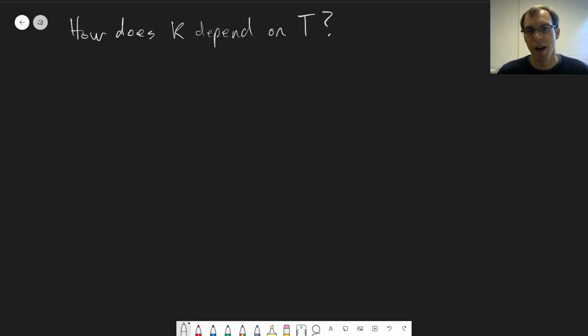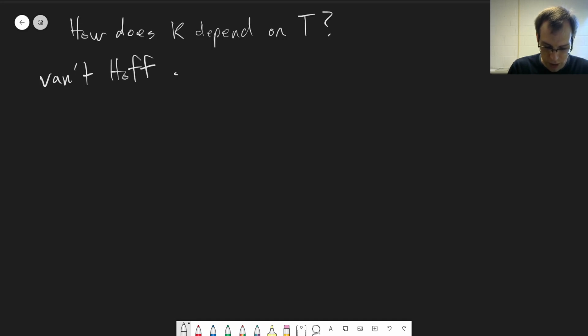In the previous video, I mentioned that the equilibrium constant does not depend on pressure, but that it does depend on temperature. In this video, we'll explore how the equilibrium constant depends on temperature and an equation we can use to look at that exact dependence on temperature. The equation that describes this is known as the van 't Hoff equation, just to give you a name to go with it.